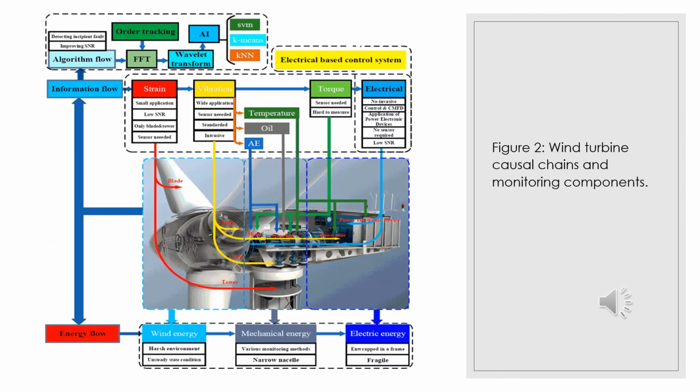In this slide, this is a diagram of causal chain and monitoring components for wind turbine. The vibration monitoring is on generator, gearbox, shaft, pitch, and yaw. The vibration monitoring has wide application but needs the installation of various redundant sensors. It needs to follow standards, and the process of incorporating vibration monitoring into the components is intrusive.